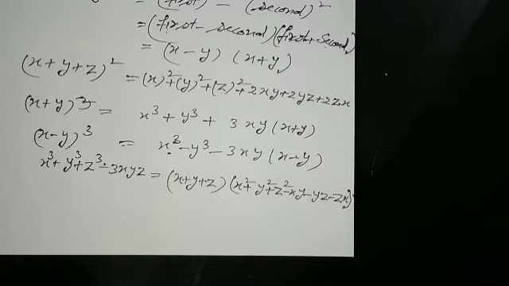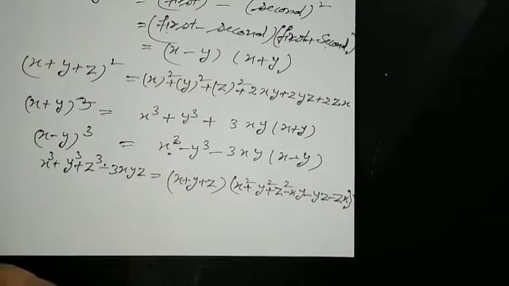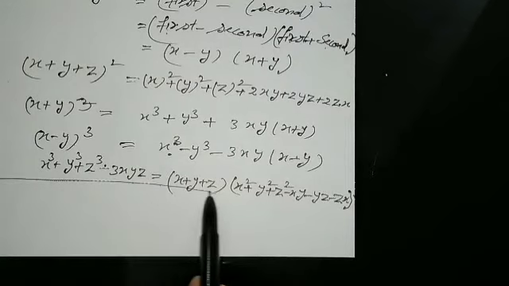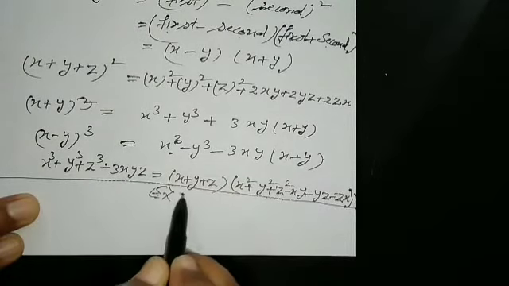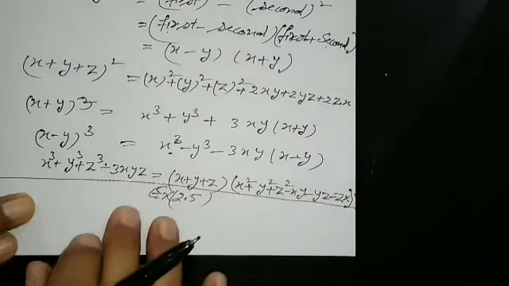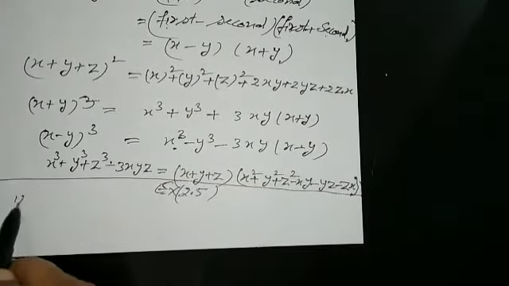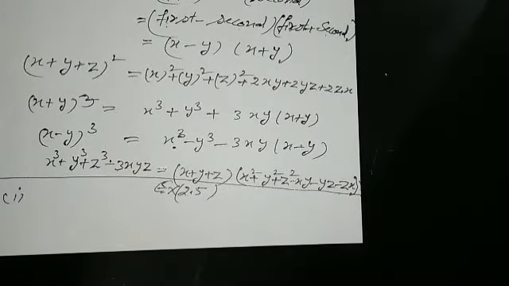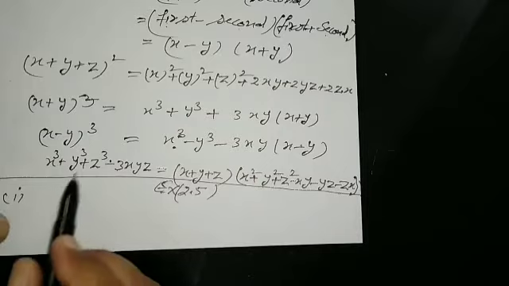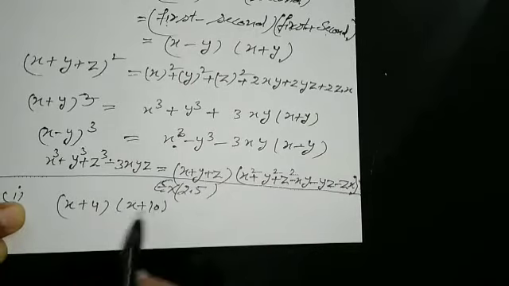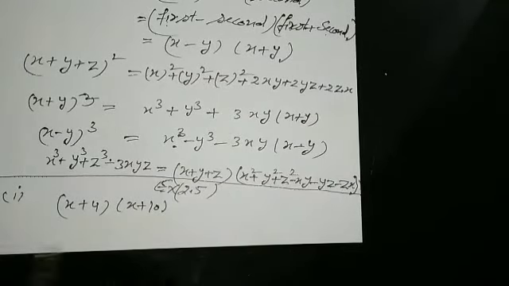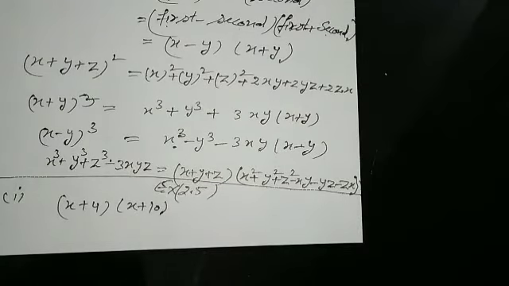Okay, so now we can start the exercise, that is 2.5. Exercise 2.5, the first question, first part. Use suitable identity, meaning using these identities discussed above, find the product of x plus 4, x plus 10. What is the form? This question belongs to these identities, that is the first one.